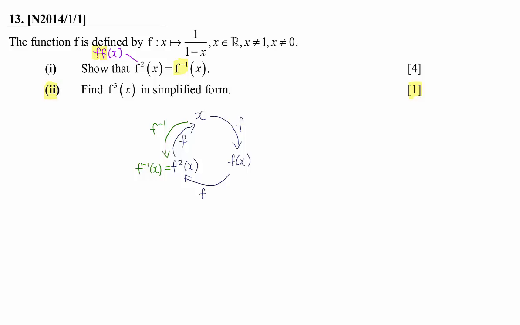If you want to show some working, it will be like this. And f of f2x is simply f3x. Whereas f of f inverse x, just back and forth, we will get x.